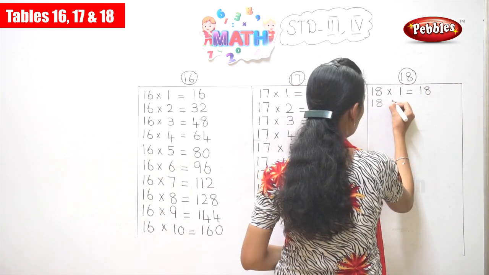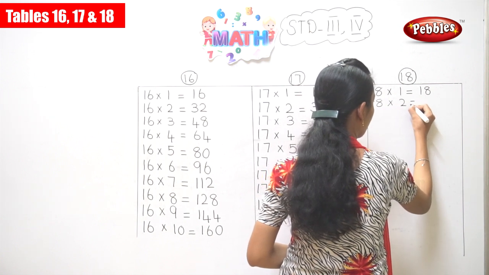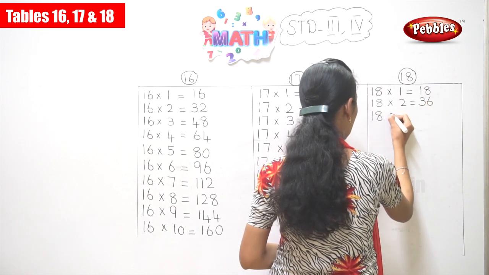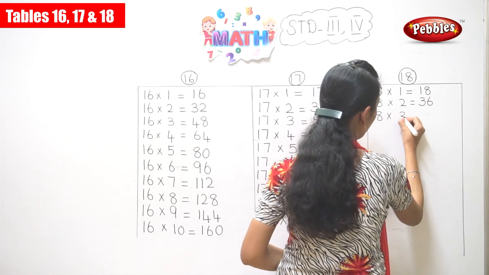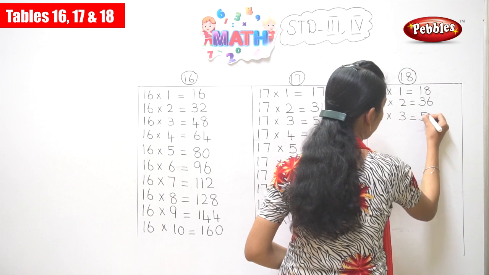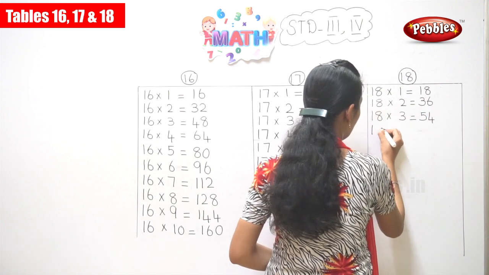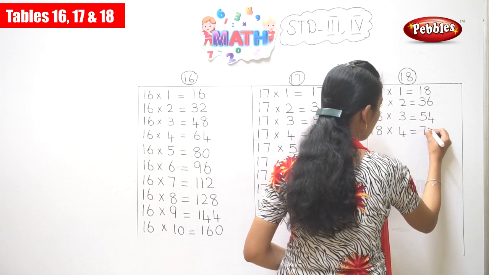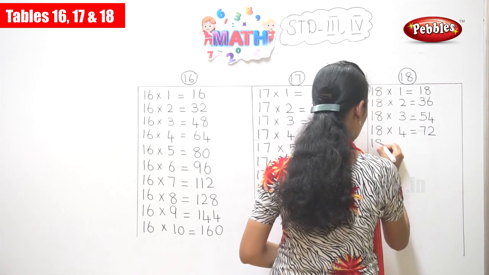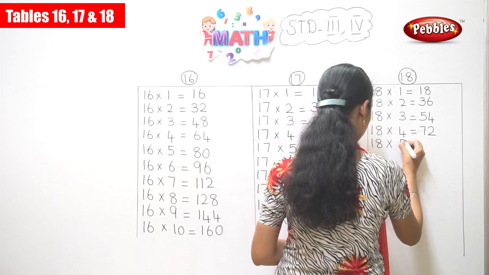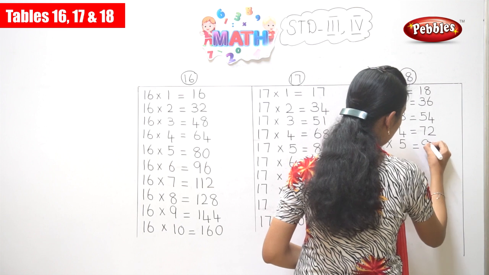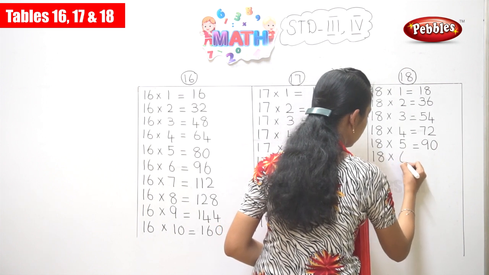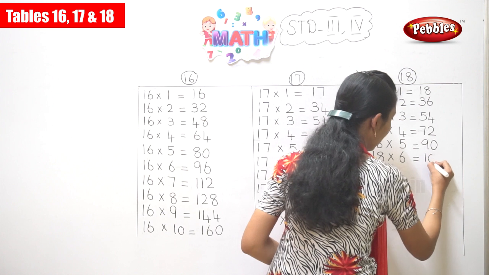18 into 2 is equal to 36. 18 into 3 it's equal to 54. 18 into 4 equal to 72. 18 into 5 it's equal to 90. 18 into 6 it's equal to 108.